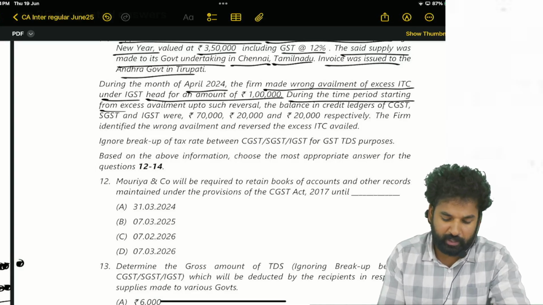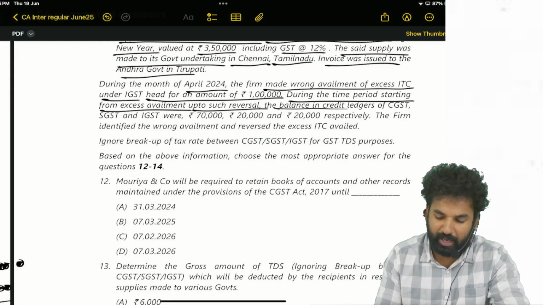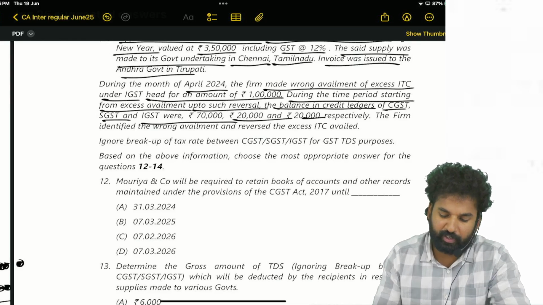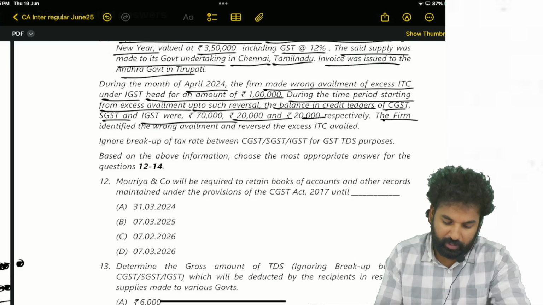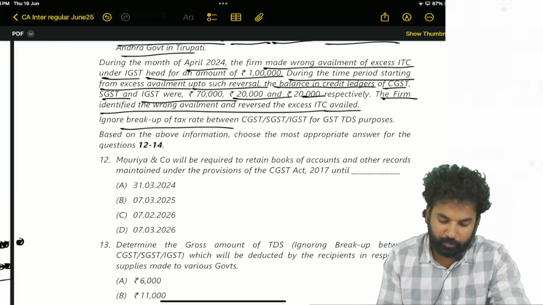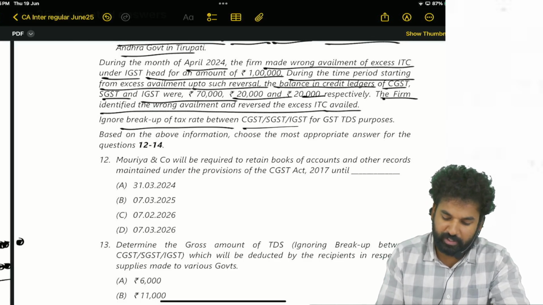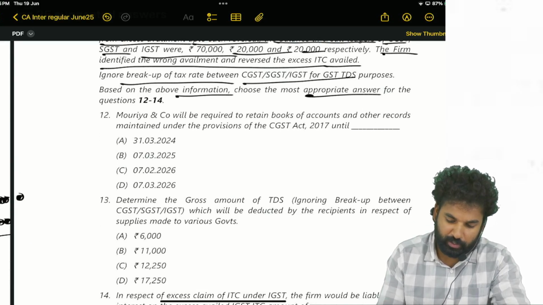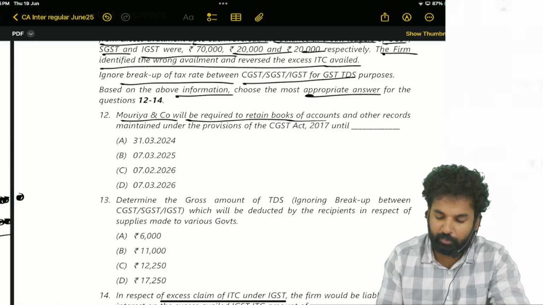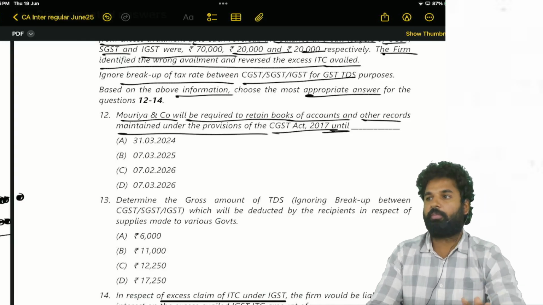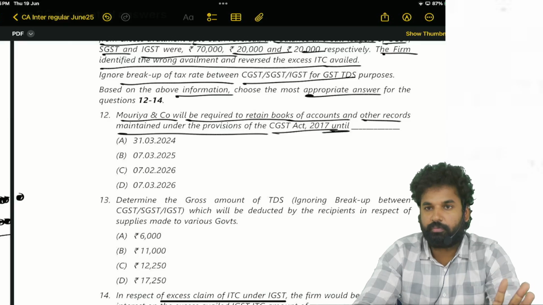During the time period starting from excess availment up to such reversal, balance in the electronic credit ledger of CGST, SGST and IGST were 70, 20 and 20,000 respectively. Firm identified the wrong availment and reversed the excess ITC availed. Ignore breakup of the tax rate between CGST, SGST and IGST for GST TDS purposes. Based on the information, choose the appropriate answer. So first you tell me, Maurya and Co will be required to retain books of accounts and other records maintained under the provisions of CGST until. So up to what time they have to retain books of accounts?